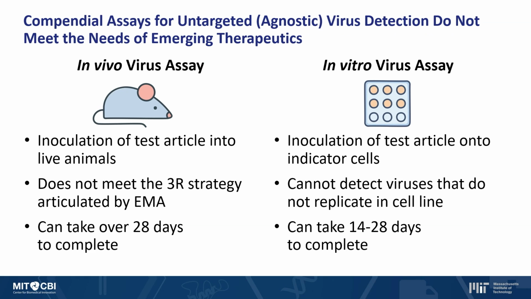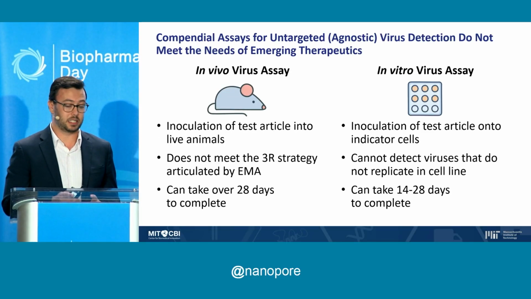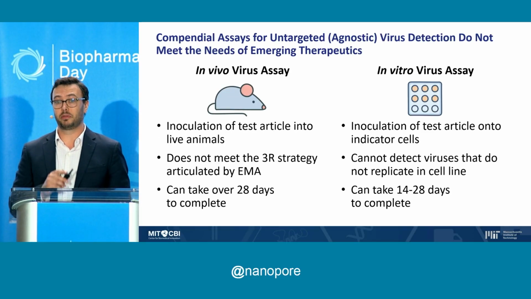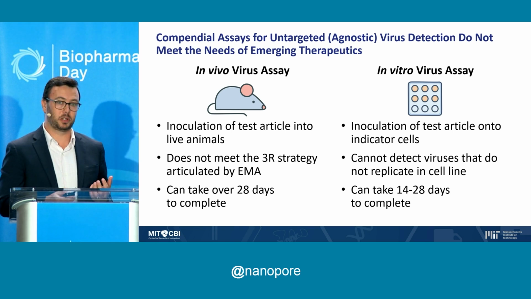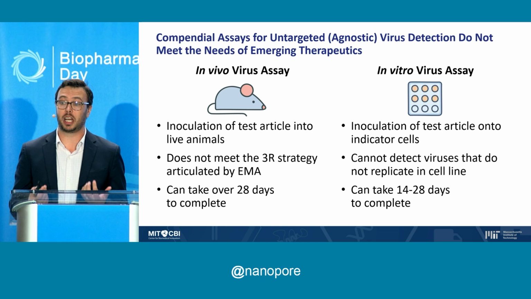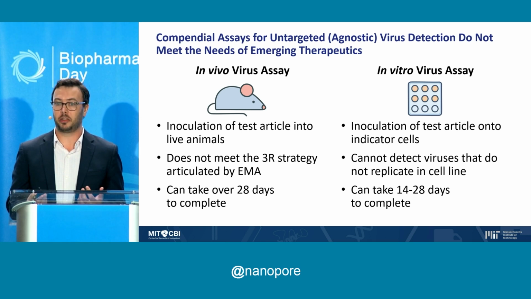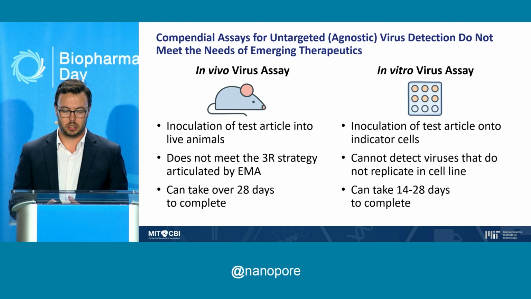The in vitro assay also has inherent issues. It can't necessarily detect viruses that don't replicate in a cell line. And both of these assays can take upwards of 1 month to get a result. Now, as you can imagine, this would be incredibly difficult if you're trying to make a product in a short timeline, such as a CAR T cell therapy or autologous cell therapy, where the total turnaround time is 2 weeks.